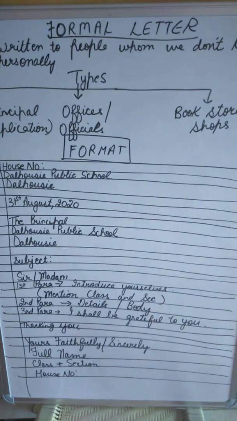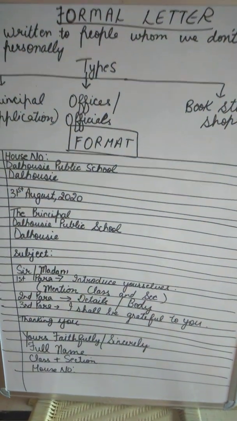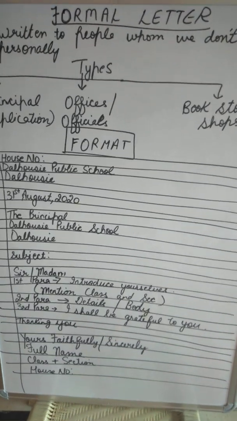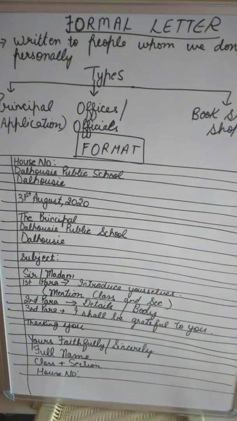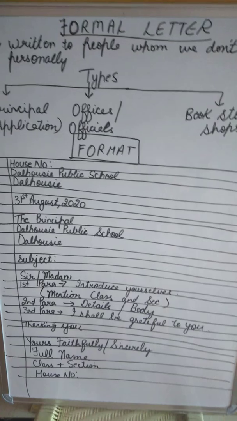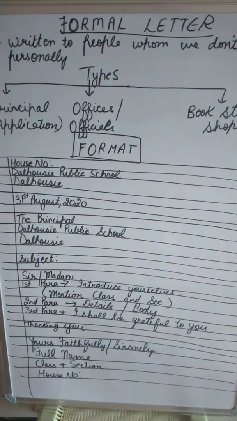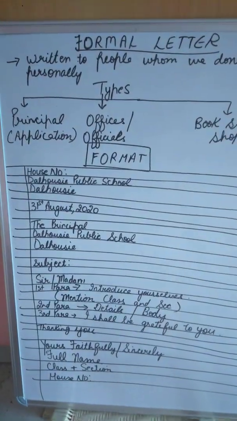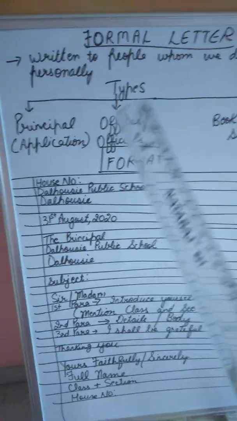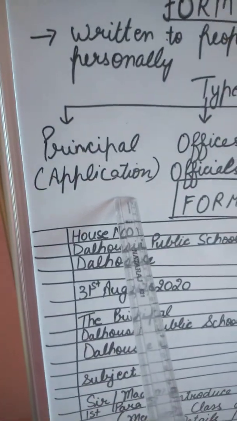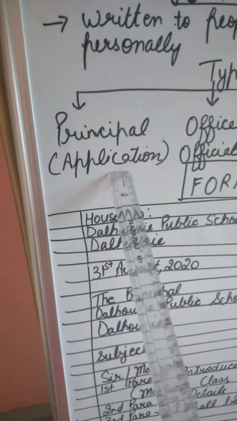Or maybe these days, because newspapers are not reaching the homes due to the lockdown, I could publish an e-newspaper on the internet, and people will read it and they will come to know. So these are the types of formal letters which we write to different kinds of people, but today we are just going to deal with the type where we write to the principal, which is called an application.